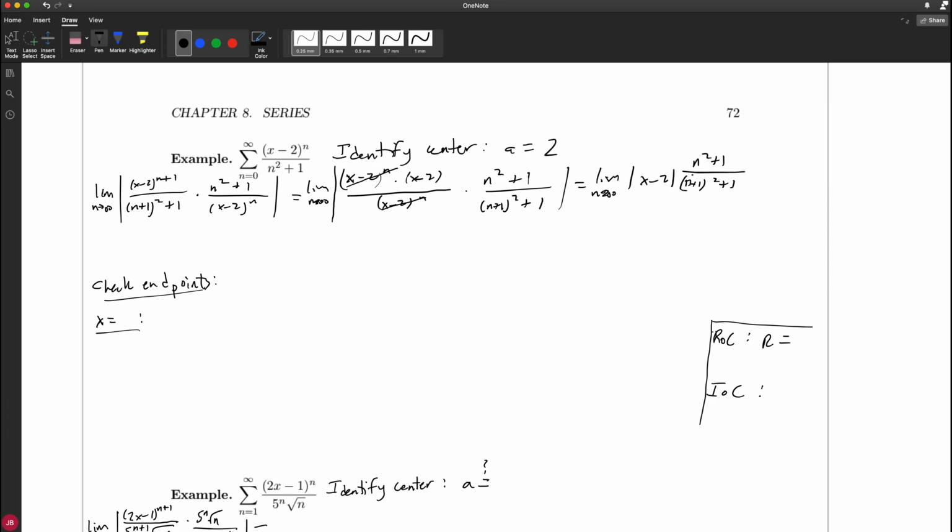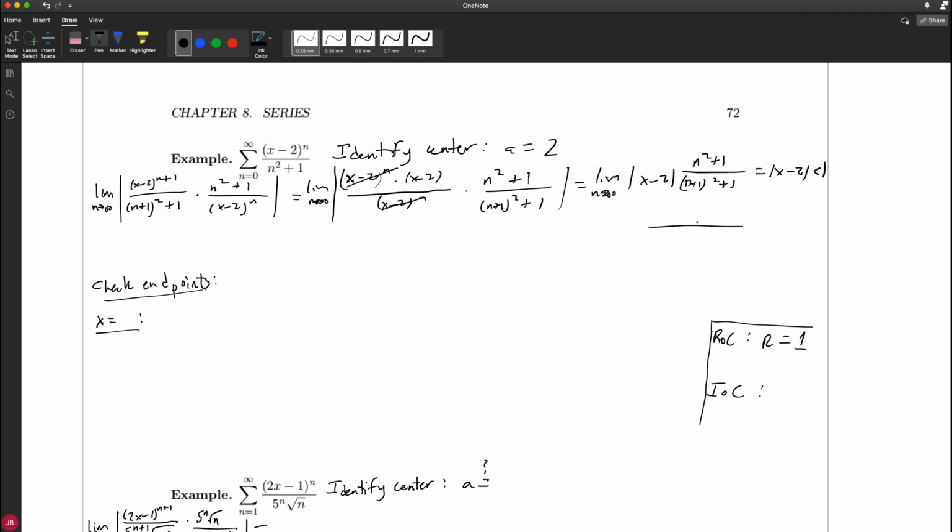And once again, justify this limit to yourself any way that you like. N squared plus 1 over n plus 1 squared plus 1 is a rational function, and we're going to infinity. The powers are the same, so it's the ratio of the leading coefficients. The limit is 1, and so this is just absolute value x minus 2. And if you remember, I need to require that that is less than 1 via the ratio test. And so have I solved for absolute value x plus or minus a number less than some quantity? Yes, so that tells me that my radius is r equal to 1.